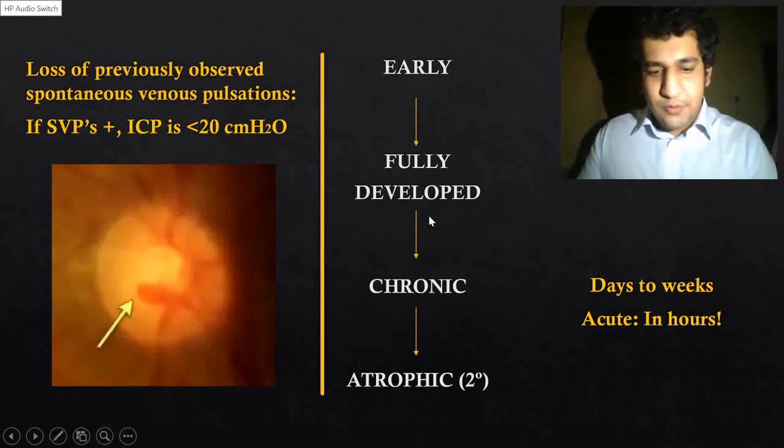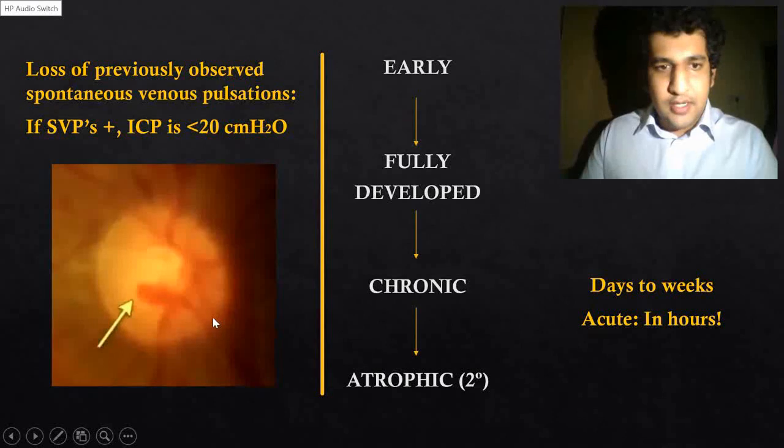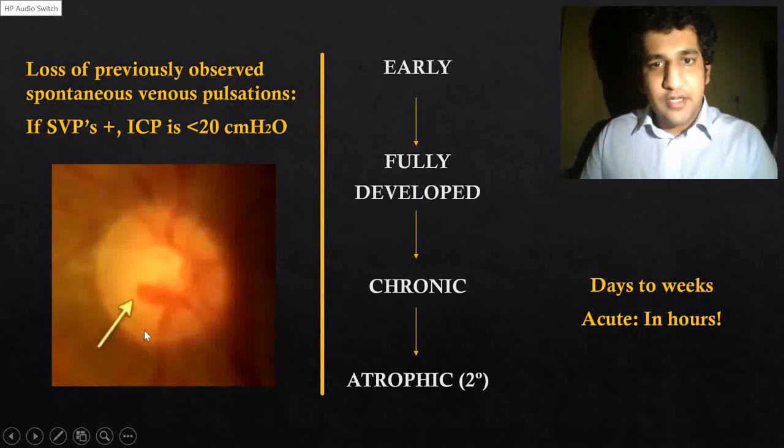So chronic is where it's called a champagne cork appearance. Okay, so the disc is going to be elevated, but the hyperemia and all other vascular changes will be less. Okay, they'll be compensated for, but you're still going to have a swollen and an elevated disc. So that's chronic papilledema. And the last phase is when all this continues for a very long time.